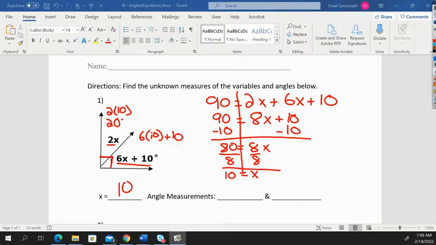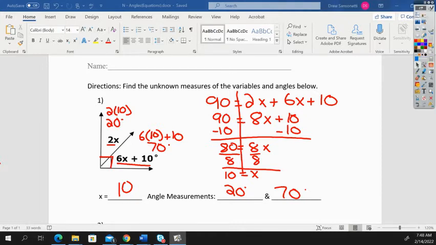And if I did this, 6 times 10 is 60. 60 plus 10 is 70. So I know that worked out. My angle measurements were 20 and 70. So just remember, for complementary angles, when we know it equals 90 degrees, you just add both angles together and it equals 90 degrees. Let's go look at our next problem.